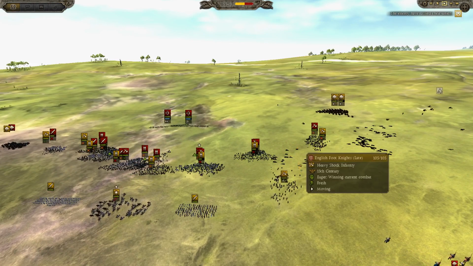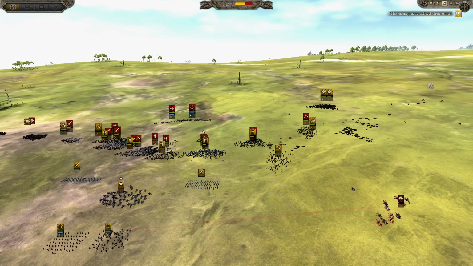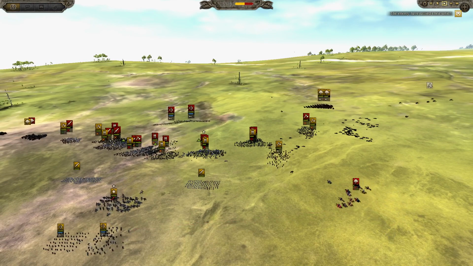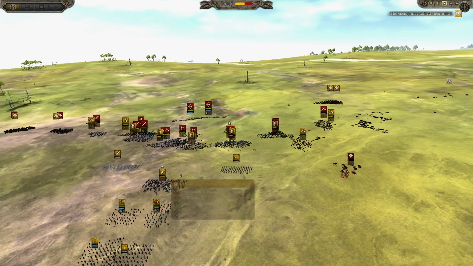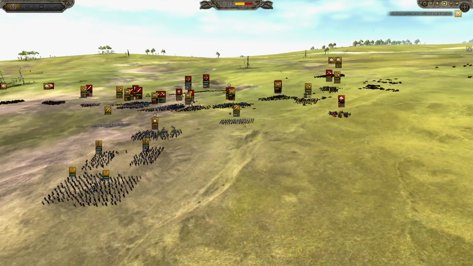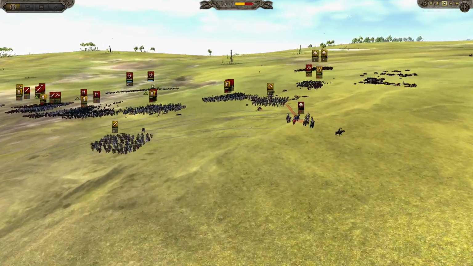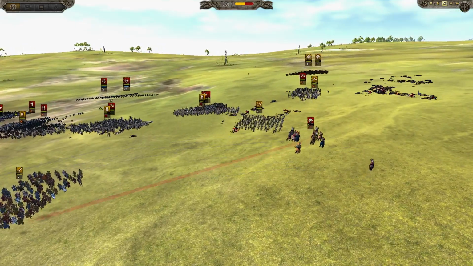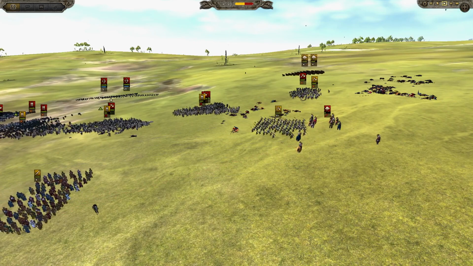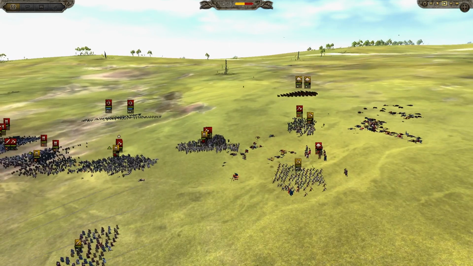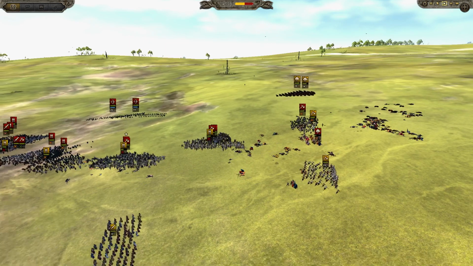This foot knight unit comes out to chase, and then they go back into this fight. Now he comes back. We move our archers over to start firing upon them before they can really do much. And it's just enough to scare them off. I tried to hit them with our shock infantry there.